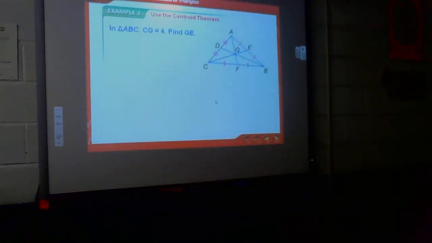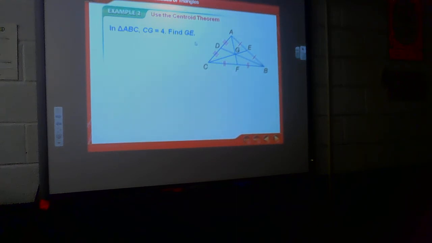In triangle ABC, CG equals 4, we want to find GE. Well, why do they do all those little markings? They do all those little markings because they're trying to show you that they're all medians. Because again, if it's a median, does it start at a vertex and then go to the opposite side where it goes right into the middle or the midpoint? Yeah, if you look at this one, for instance, right here, it starts at my vertex, it goes to the opposite side's midpoint, and so they are congruent.